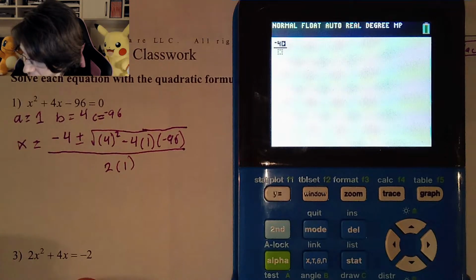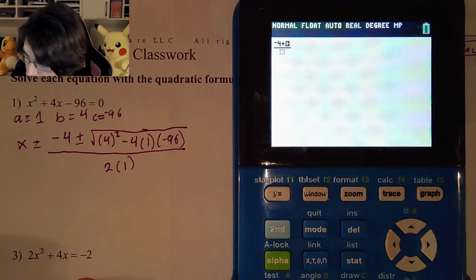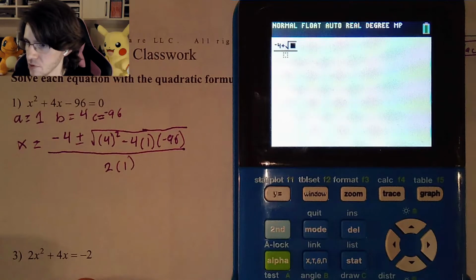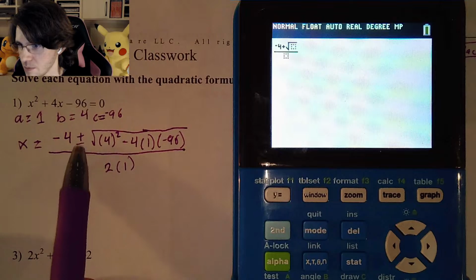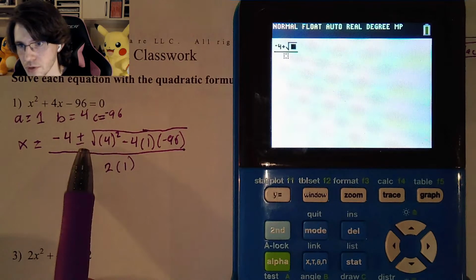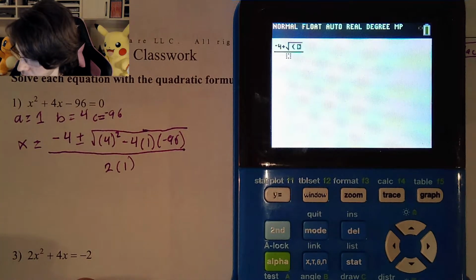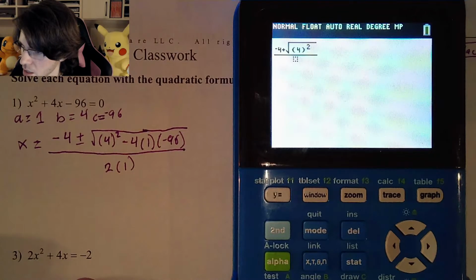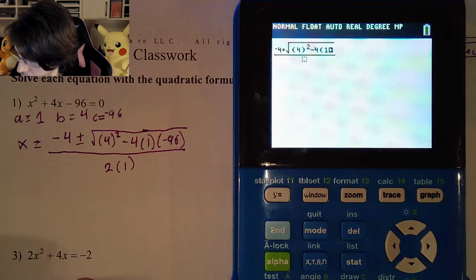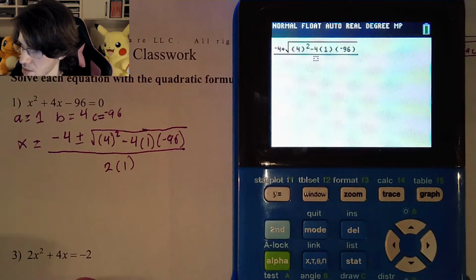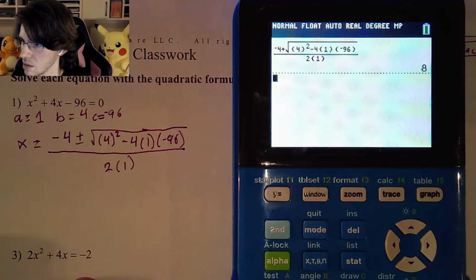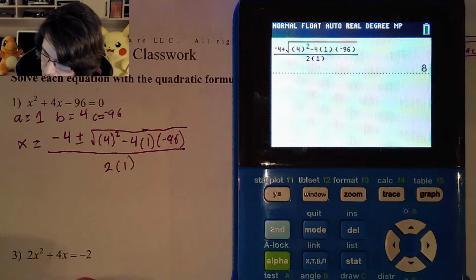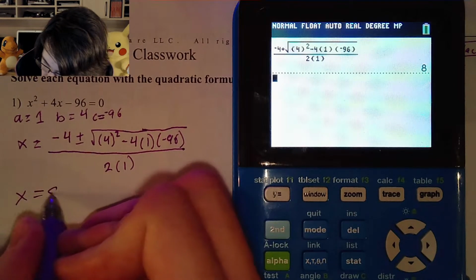And we're going to type it in exactly as it appears, negative 4 plus square root. And if you notice, I said exactly as it appears, and I've only put a plus instead of plus or minus. That means both plus and minus. We're going to be doing both of those when it comes time. So we get 4 squared minus 4 times 1 times negative 96, all divided by 2 times 1. And boom, there we go. We get 8. So x is equal to 8.